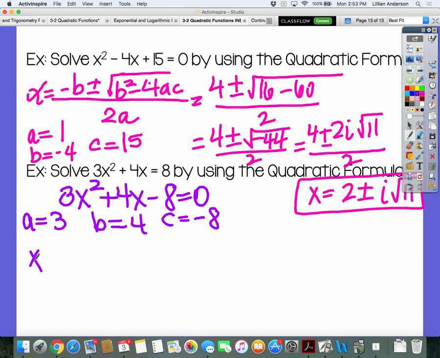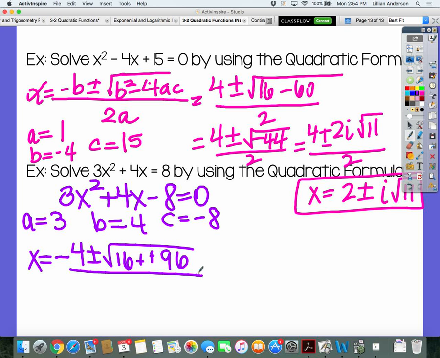So when you go to plug in, bring it back, guys. Negative B would be what? Negative 4 plus or minus the square root. B squared minus 4ac. Because when you do 4 times A times C, it would be 4 times 3, which is 12. 12 times a negative 8 gives you a negative 96, but it was already a minus, so it turns into a plus. All over 6.